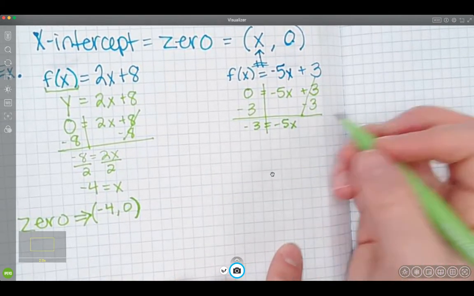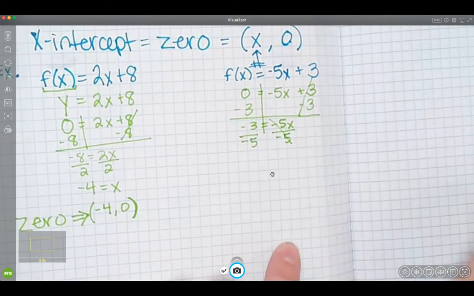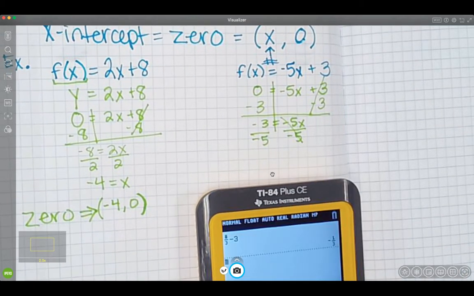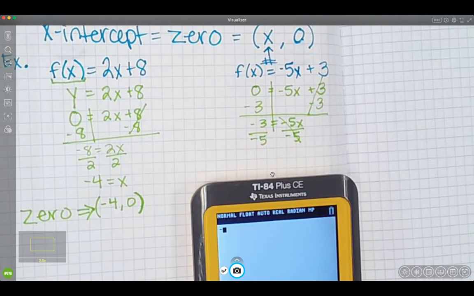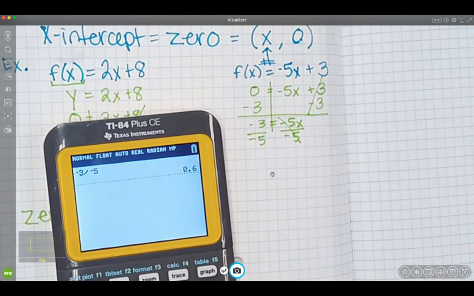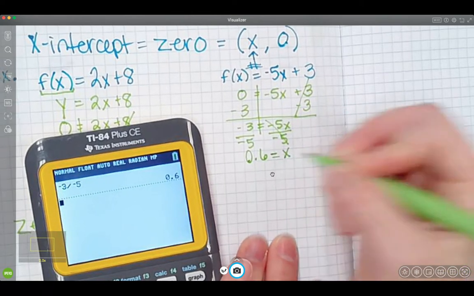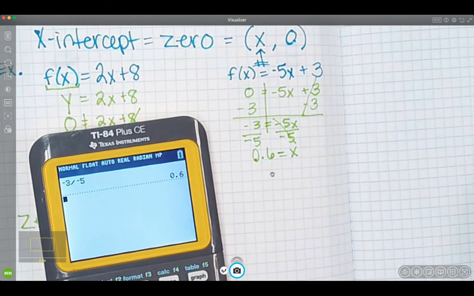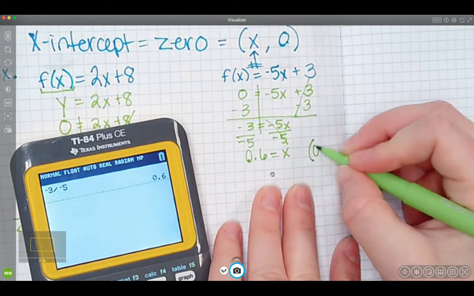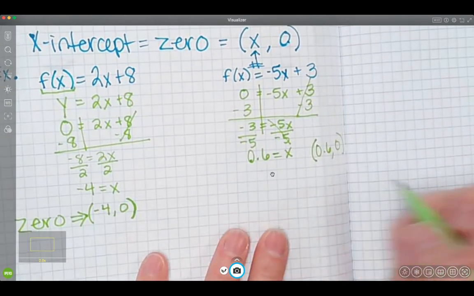And then what do I need to do? Divide by the negative 5 on both sides. So negative 3 divided by negative 5 equals 0.6. No, put it as a decimal. So that means the zero of my function is 0.6. The x-intercept, 0.6. That is my zero.